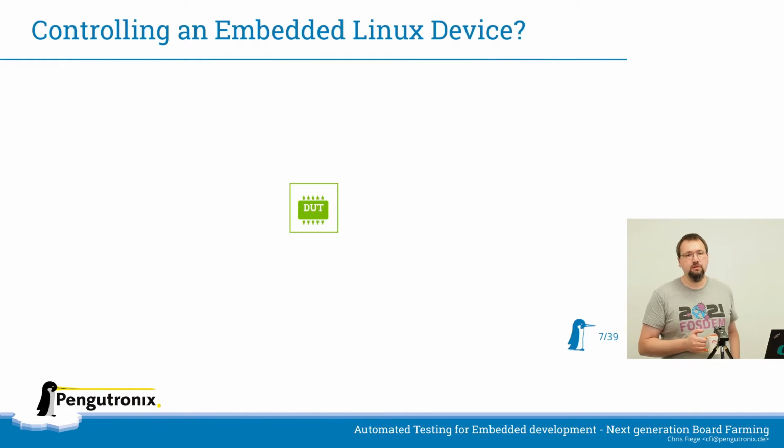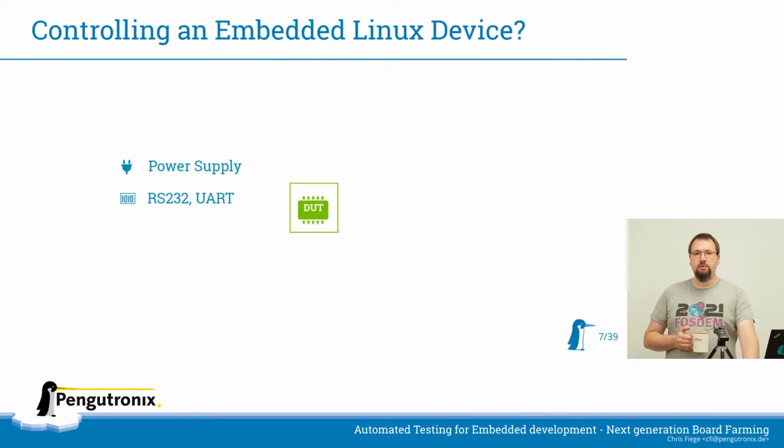Okay, a short primer to bring everyone to the same velocity. What do you need to control an embedded Linux device? The most basic thing is you will probably need a power supply and some kind of power source, maybe a battery, and a serial interface. That can be RS-232 or UART. That may even be tunneled via USB, but a serial terminal is really important. You need to talk to your bootloader. You need to talk to your Linux.